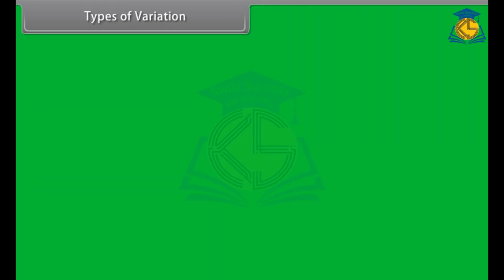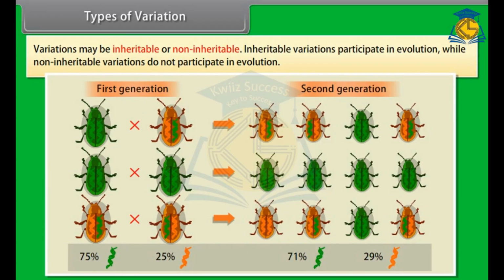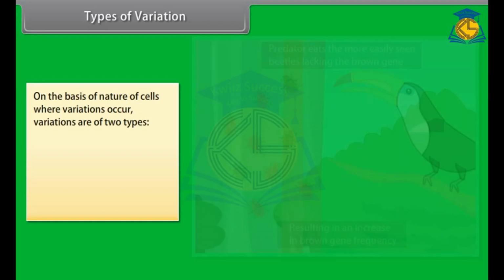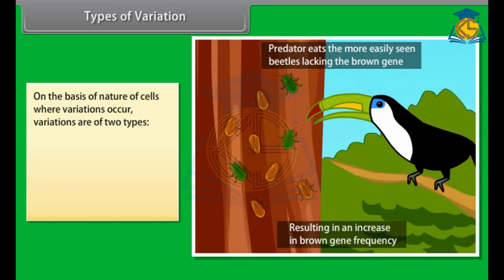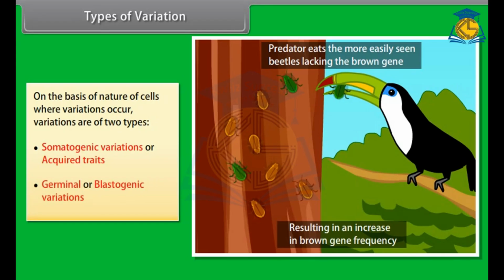Types of variation. Variations may be inheritable or non-inheritable. Inheritable variations participate in evolution, while non-inheritable variations do not participate in evolution. On the basis of nature of cells where variations occur, variations are of two types: somatogenic variations or acquired traits, and germinal or blastogenic variations.